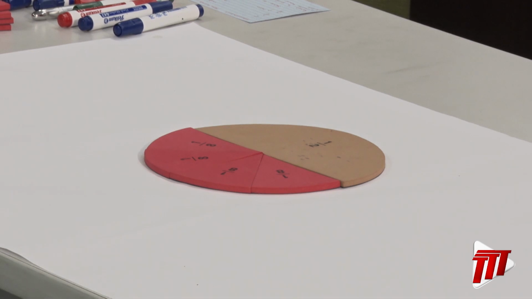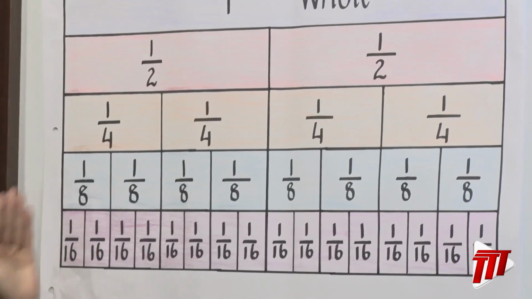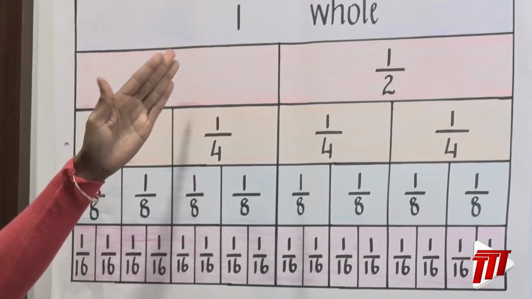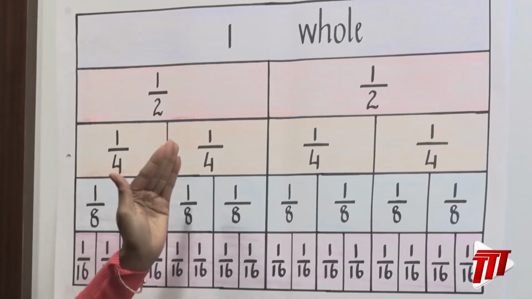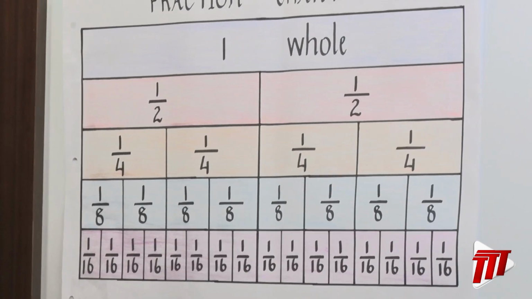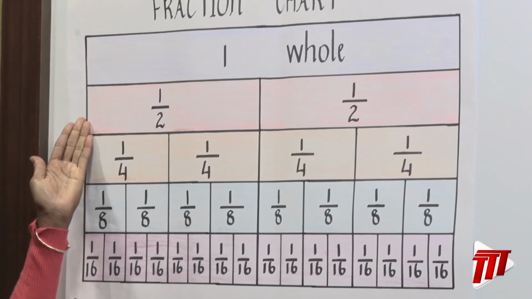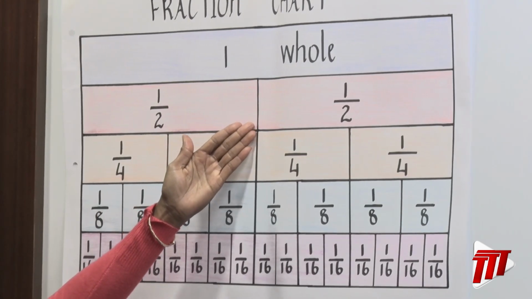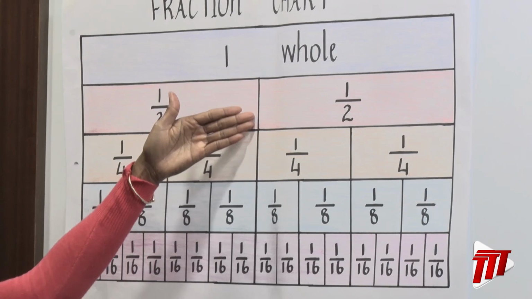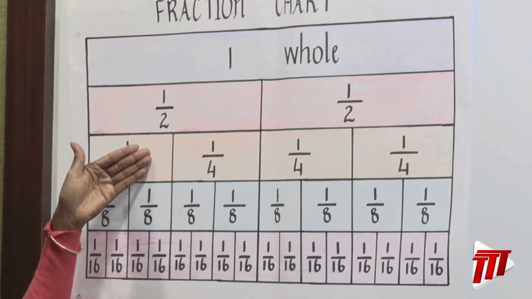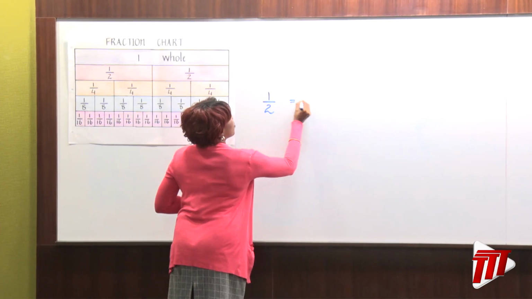I want you to look with me at the fraction chart. This fraction chart is very, very similar to that model there. We have the whole, then we're dividing into halves, quarters, eighths, and 16ths. Look at 1/2. What is the equivalent fraction for 1/2? Come down with me. 2 quarters. Yes, let me write it down.